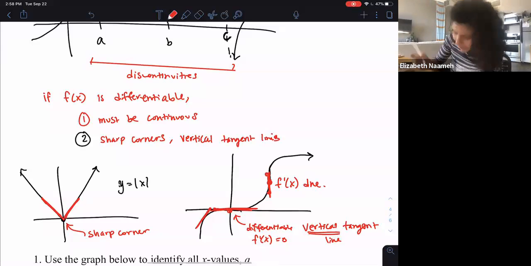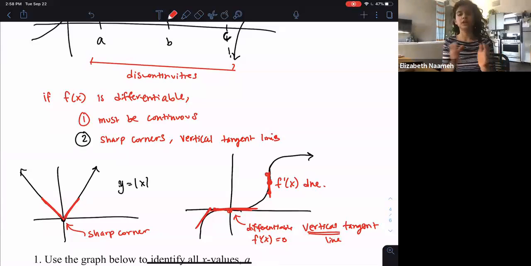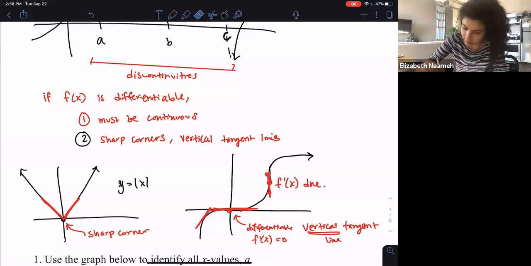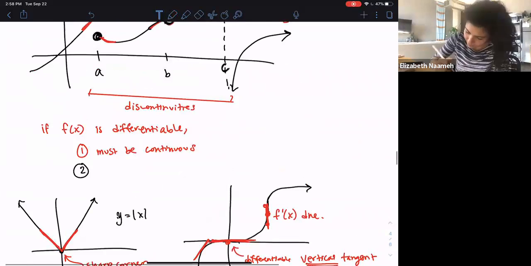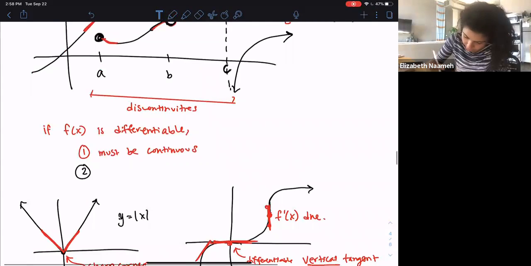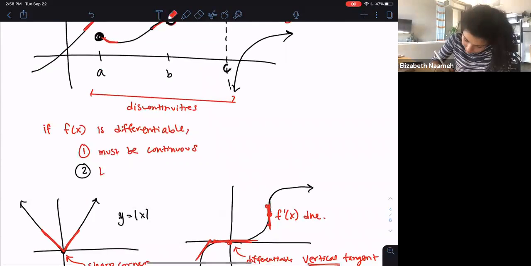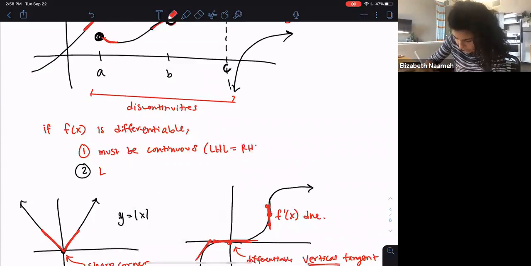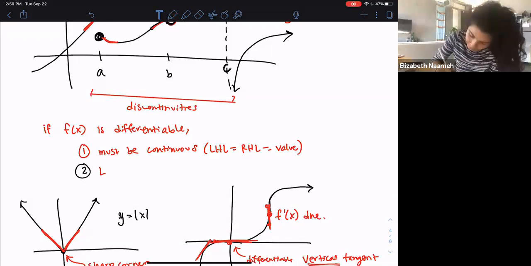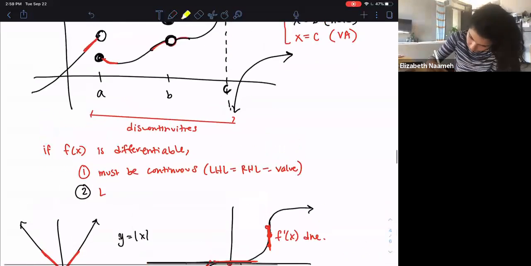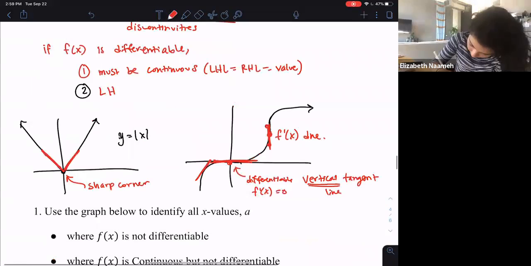Oh wait, hold on, my notes didn't make any sense. Sorry, you guys. Okay, for step 2, because it says f of x is differentiable, it must be continuous, meaning that the left-hand limit equals the right-hand limit equals the value. Remember, that's what continuity is. And then step 2 is the left-hand derivative equals the right-hand derivative. Sorry if I threw you off.